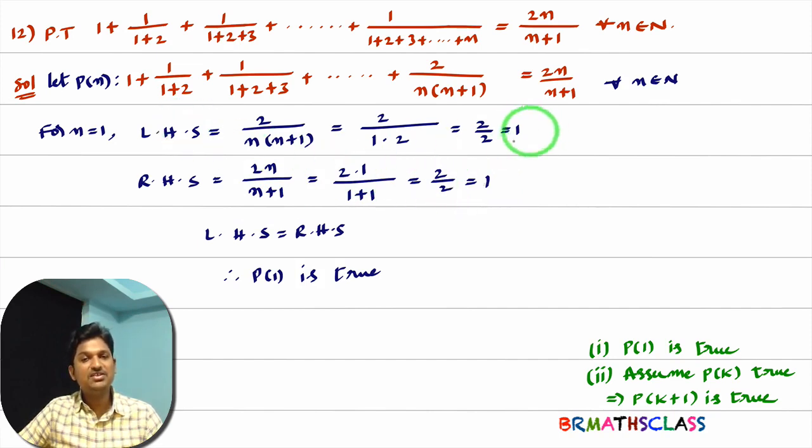So LHS is also 1, RHS is also 1. So we can say that P of 1 is true. So the first part is completed. We proved P of 1 is true. Now the second part. What is the second part?